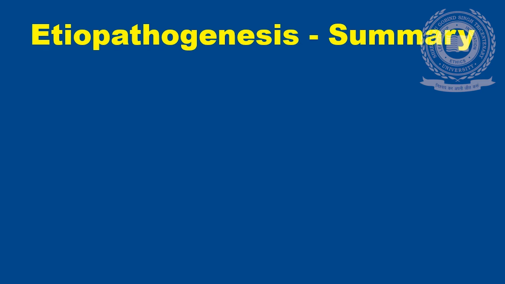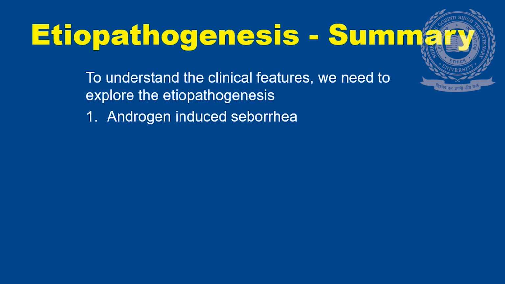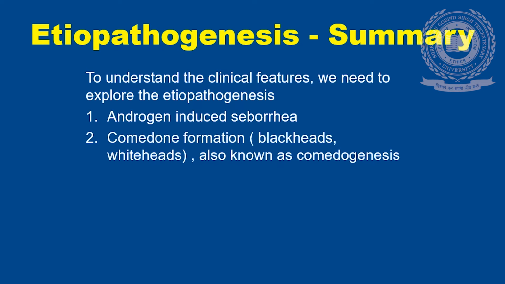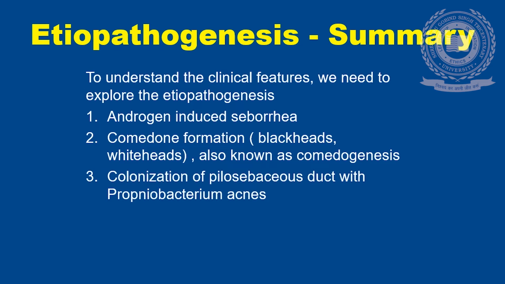A summary of the etiopathogenesis. To understand the clinical features, we need to explore the etiopathogenesis in detail. The first step, as we have seen, is an androgen-induced seborrhea. Thereafter, there is comedone formation, the blackheads and the whiteheads. This stage is also known as comedogenesis. Colonization of the pilosebaceous duct with Propionibacterium acnes happens thereafter. And subsequently, there is production of inflammation.